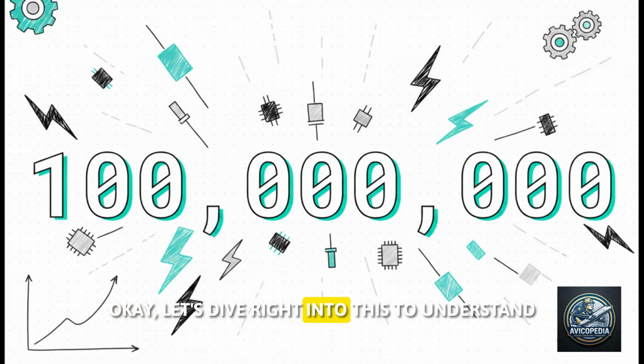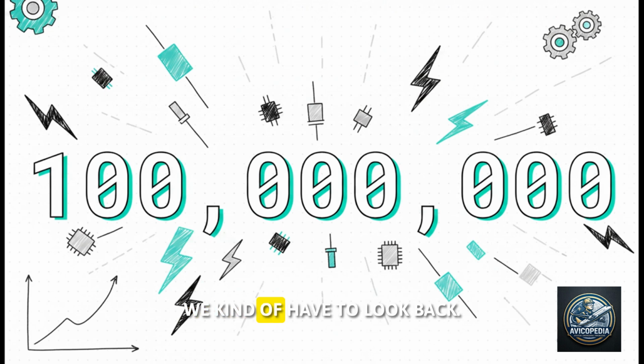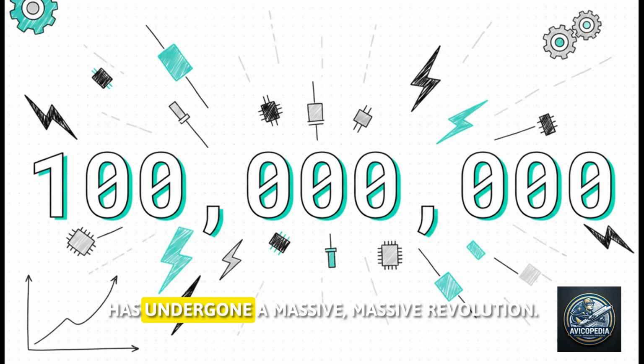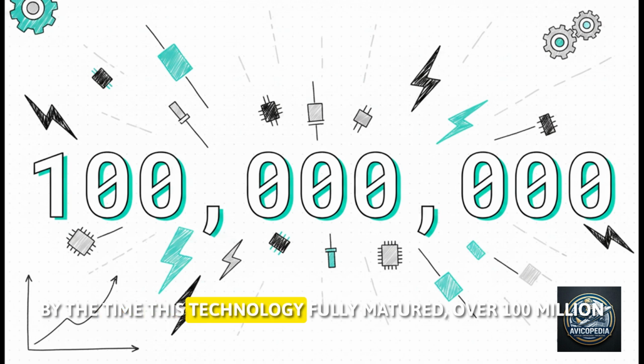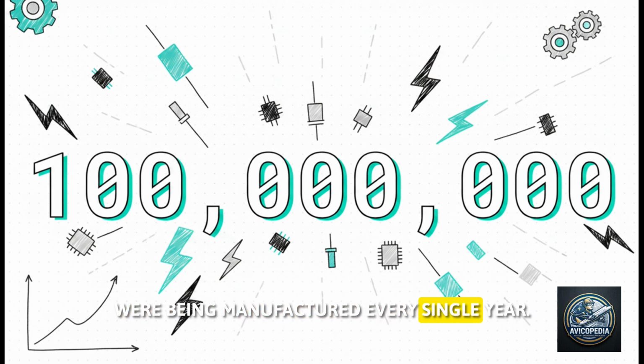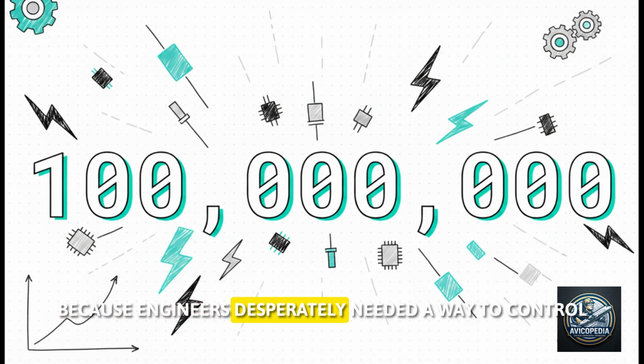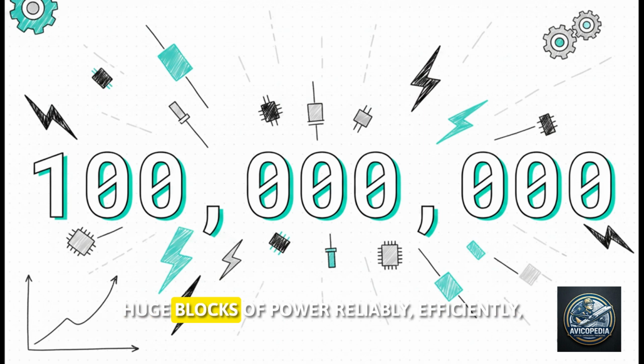Okay, let's dive right into this. To understand the sheer scale of what we're talking about, we kind of have to look back. Ever since the 1950s, the electrical industry has undergone a massive revolution. By the time this technology fully matured, over 100 million of these semiconductor devices were being manufactured every single year. 100 million. Why? Because engineers desperately needed a way to control huge blocks of power reliably, efficiently, and on a global scale.